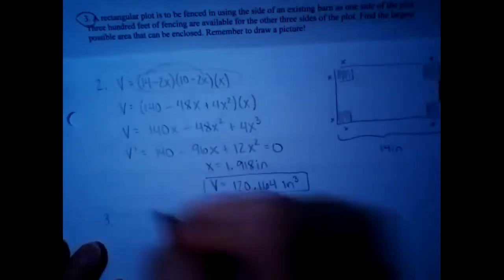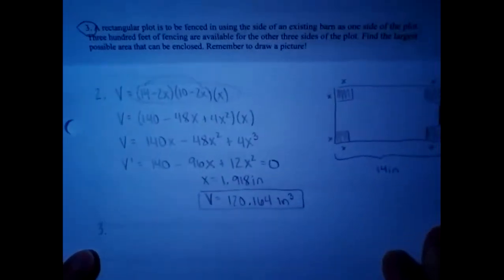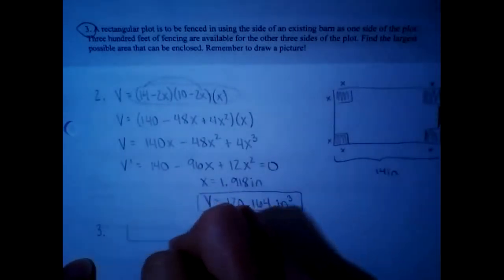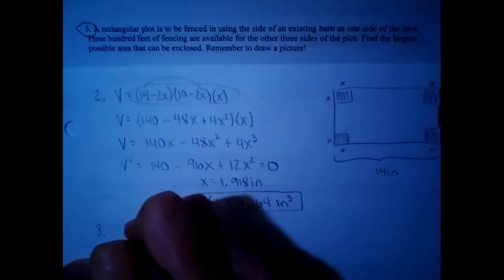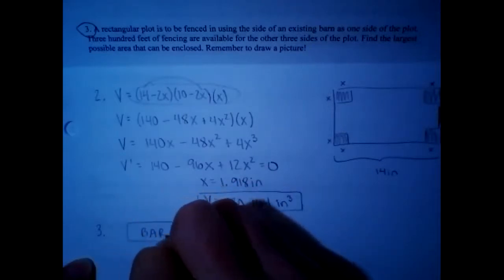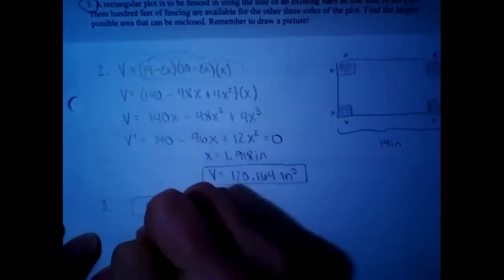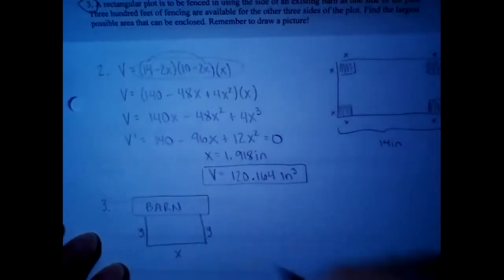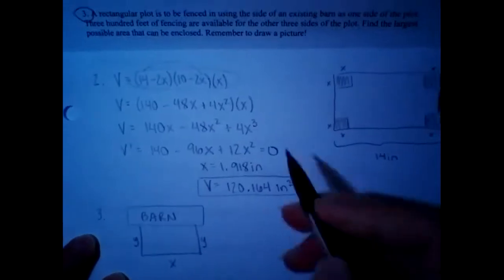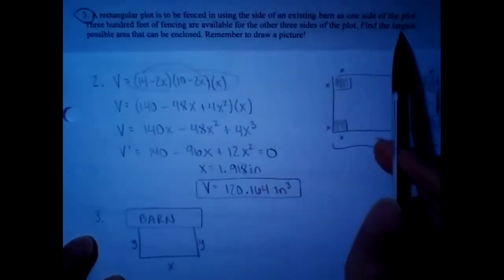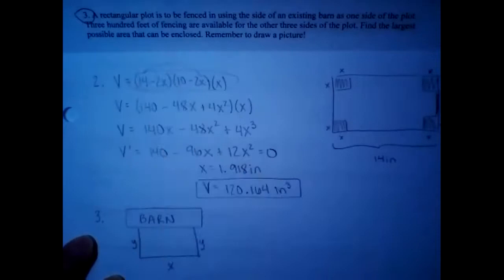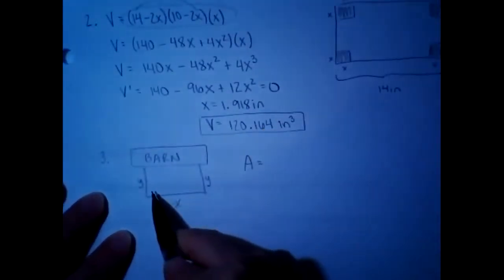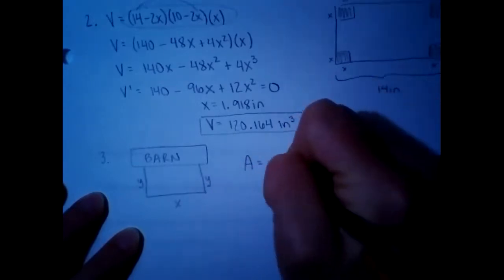All right, and then number 3, again, this one's really similar to one that we did in the notes. We're going to fence in an area and use an existing barn as one of the sides. And that's so that we only have to do 3 sides of fencing. So here's the barn, and we're going to just do 3 sides of fencing. And so what we want to do is find the largest possible area. So we want to maximize area. So I need an equation for area that would be length times width, so x, y.